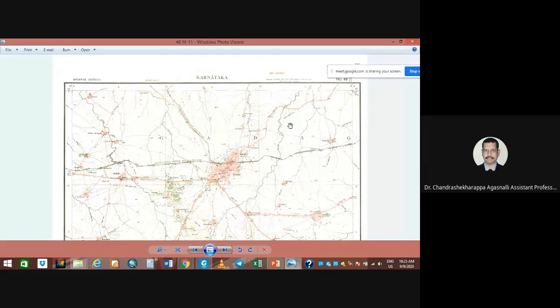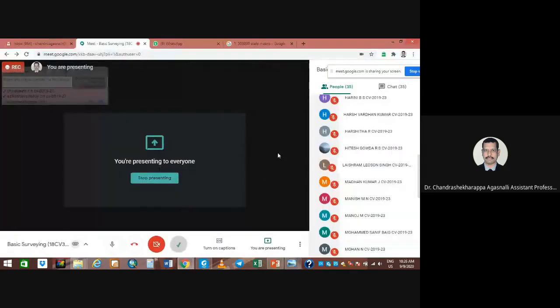Other than this, this map was surveyed in 1974. A lot of changes are happening on the surface of the earth. If you want to learn about those things, you have to take satellite imageries. Those are available on the website, and if you want to purchase, you can purchase from the National Remote Sensing Center, Hyderabad. That is from the IIRS. So this is all about today's class.